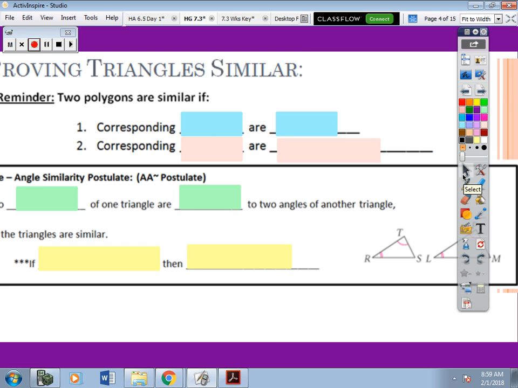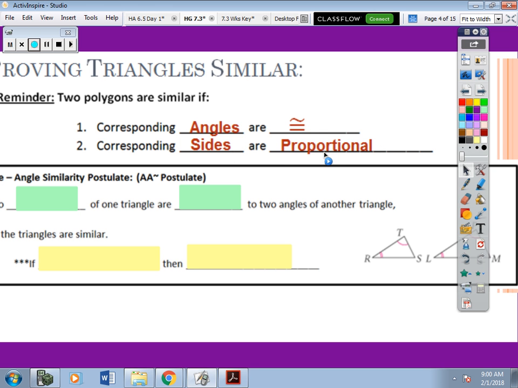So from yesterday, remember 2 polygons are similar if they satisfy 2 things. Their corresponding angles have to be congruent, and their corresponding sides have to be proportional. Those are the 2 stipulations for similar figures. And then below we have 3 theorems. Now you'll notice that they have a similarity squiggle at the end to differentiate them from the congruence theorems.